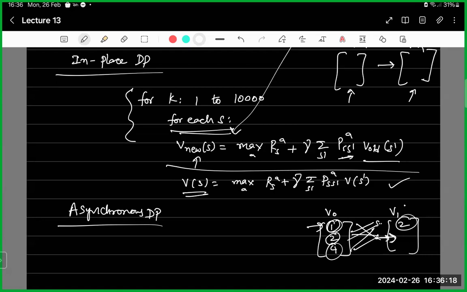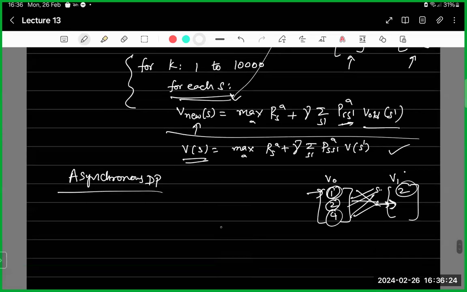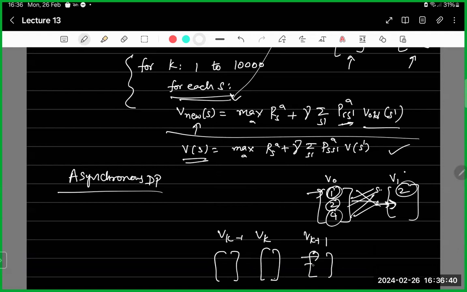And some other way could be like this: let's say you have V_{k-1} and V_k. You have these two vectors. Now you want to find V_{k+1}. Now, if you go by the normal implementation, you will apply the update for every state in your V_k, right?